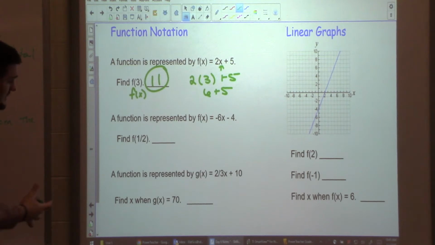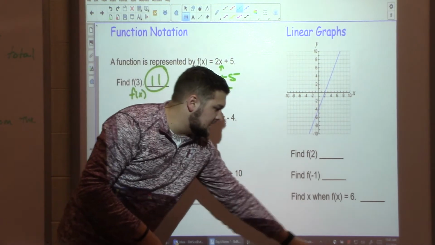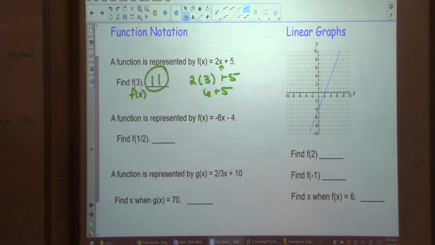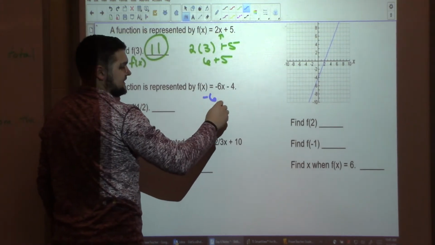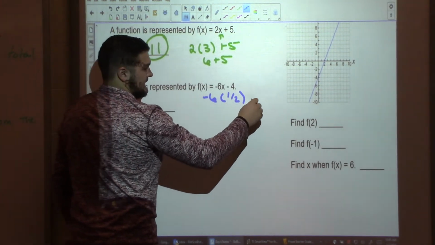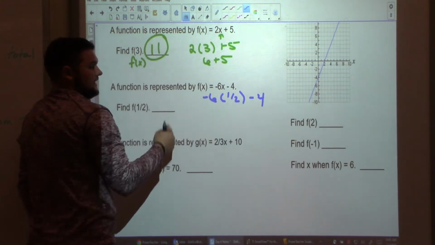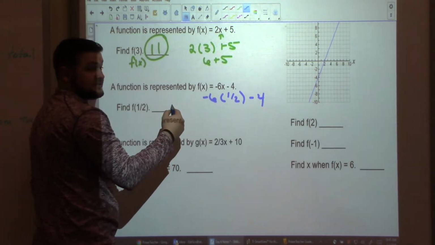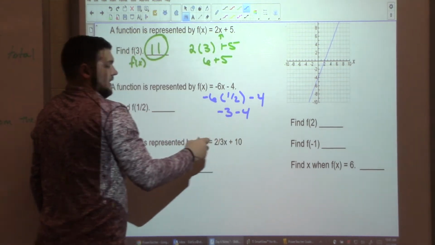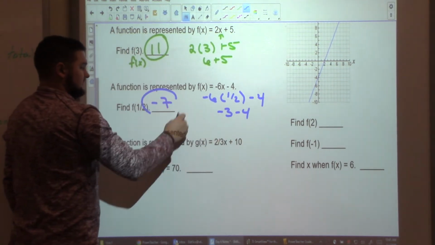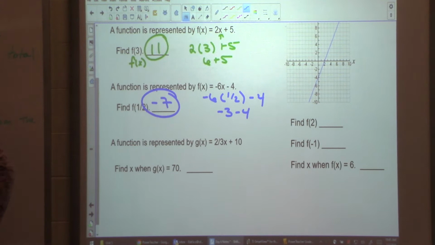Well, if we have a function represented by f of x equals -6x minus 4, I want to find f of 1/2. What am I going to do with 1/2? Plug it in for x. -6 times 1/2 minus 4. -6 times 1/2, or -6 divided by 2? -3. Minus 4 is -7. So f of 1/2 then would be -7.